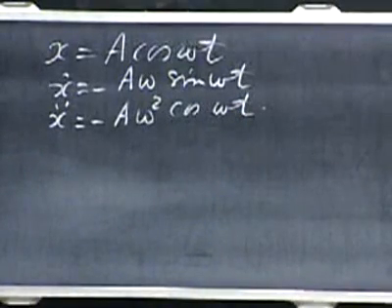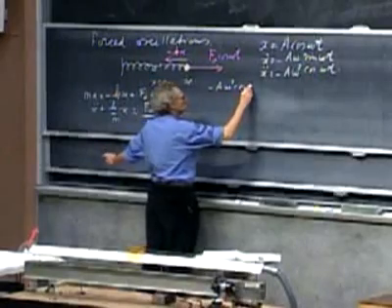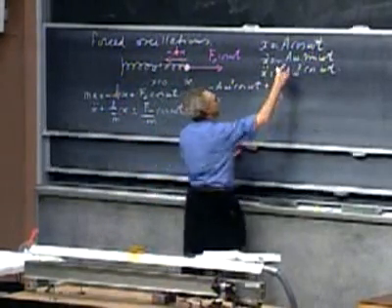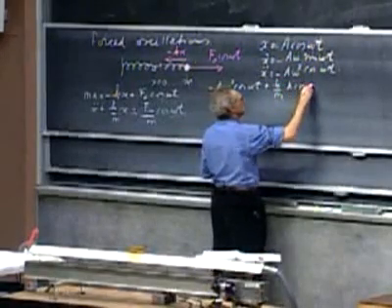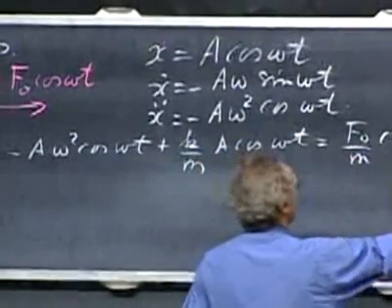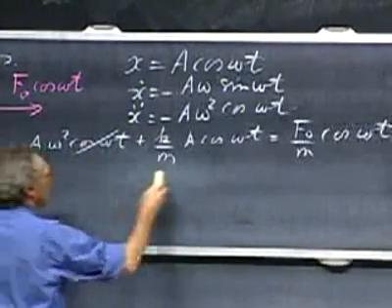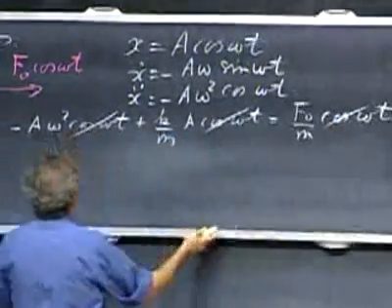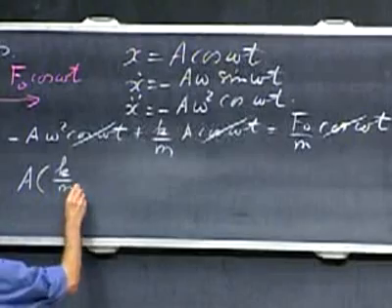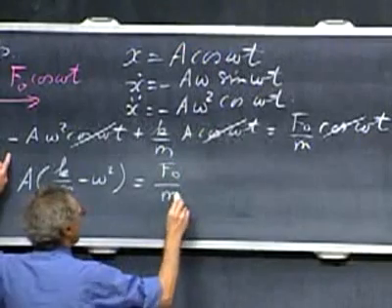And so now I'm going to substitute that in here. So I'm going to get minus A omega squared cosine omega t plus k over m times A cosine omega t, and that equals F0 divided by m times the cosine of omega t. And that must always hold. So therefore, I can divide out my cosine omega t. I can bring the A's together. So I get A times k over m minus omega squared equals F0 divided by m.